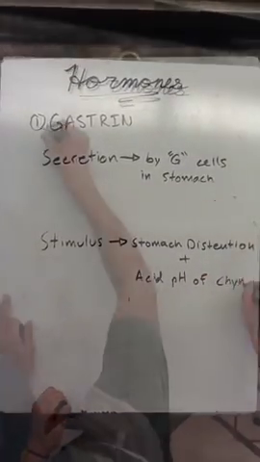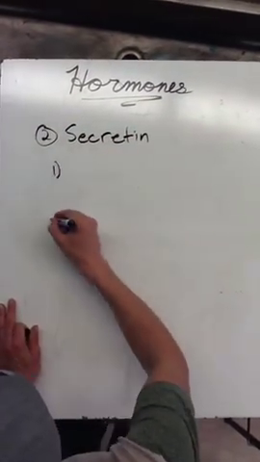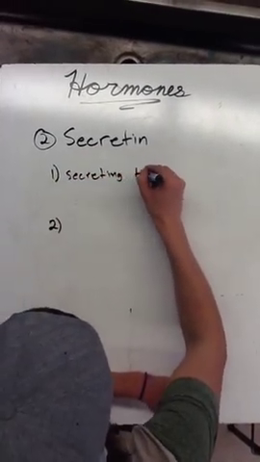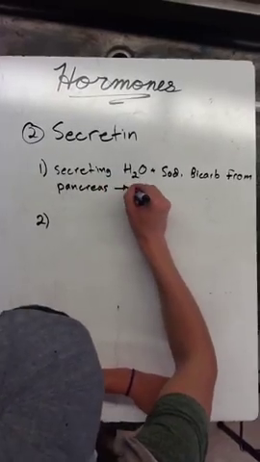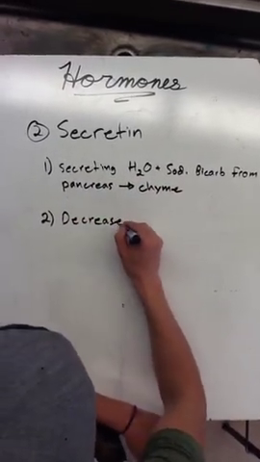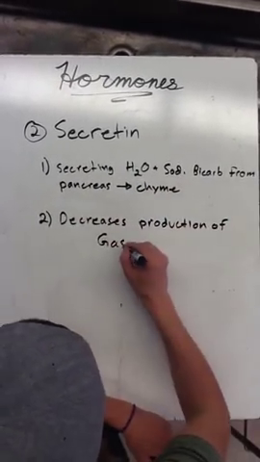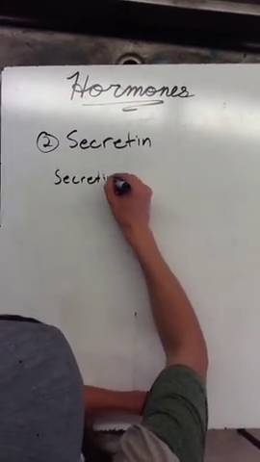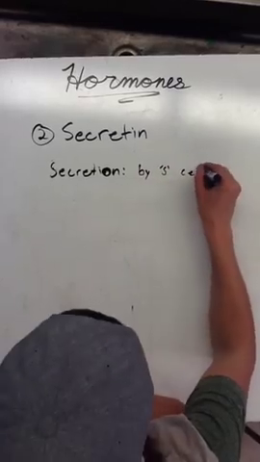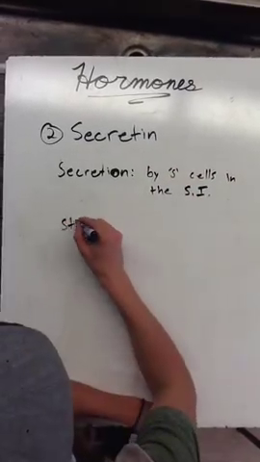The second hormone is secretin. Secretin has two main functions. Its first function is to secrete water and sodium bicarbonate from the pancreas to neutralize chyme in the duodenum. Its second function is to decrease the production of gastrin. Secretin is secreted by S cells in the small intestine, and its stimulus is acid chyme in the small intestine.